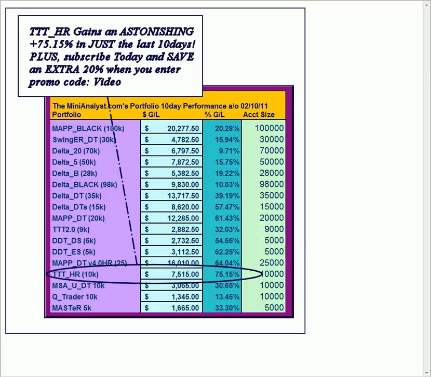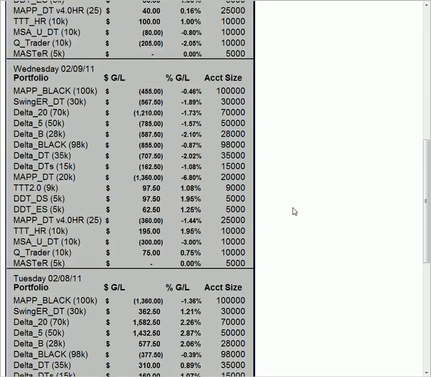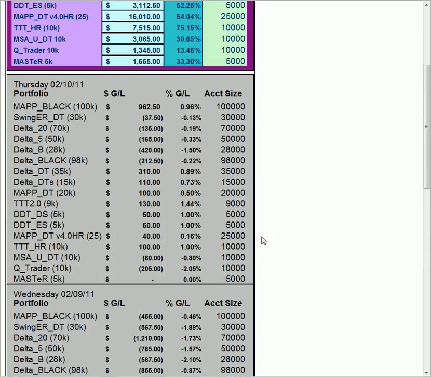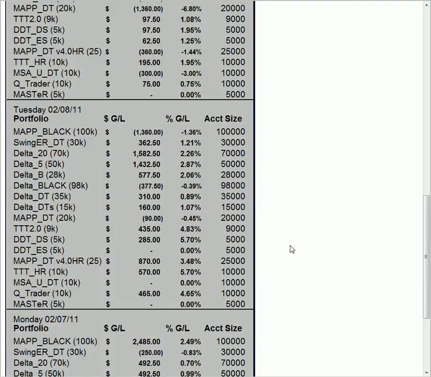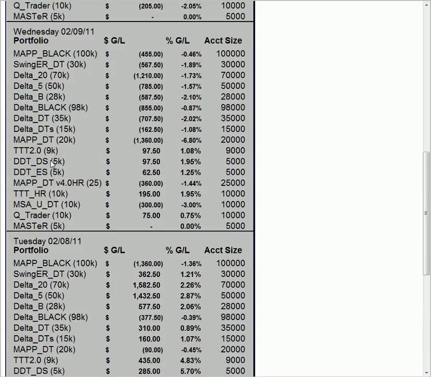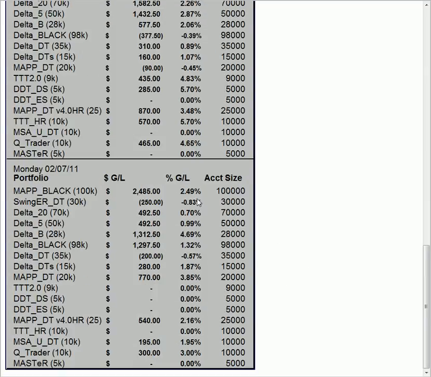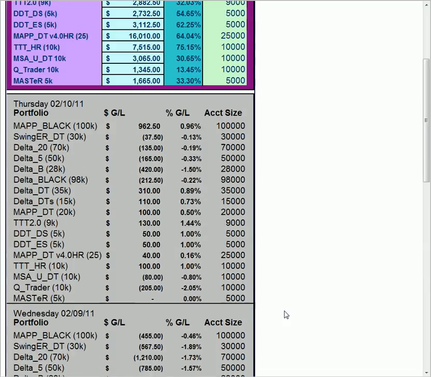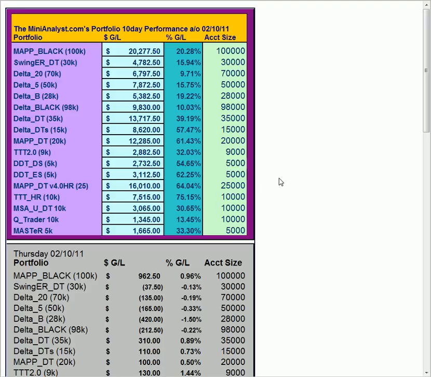There's the Triple Threat Trader HR. Gains. What did it gain? Over $100 yesterday. It's been kind of a quiet week actually. 6% on Tuesday. Where's Wednesday? There we go. $200 on Thursday or Wednesday. $600 on Tuesday. Monday gained nothing essentially, so kind of a quiet session, but the bulk of the gains have been over the last 10 days or so, as you can see right there. 75% aforementioned has been the return for the Triple Threat Trader HR.